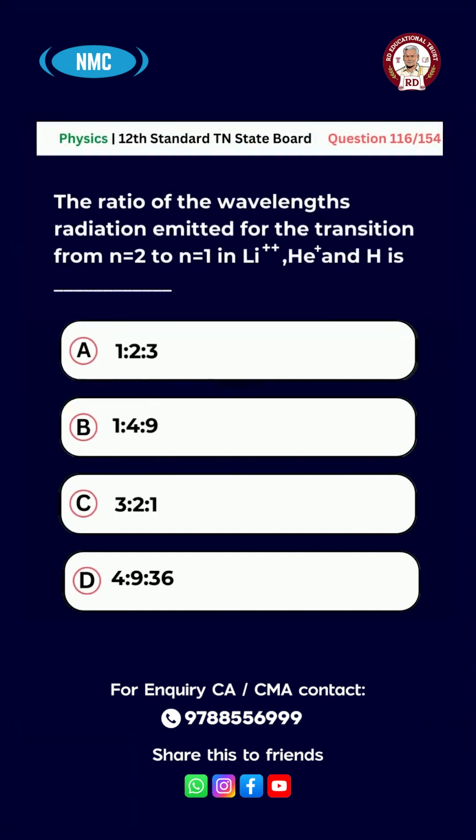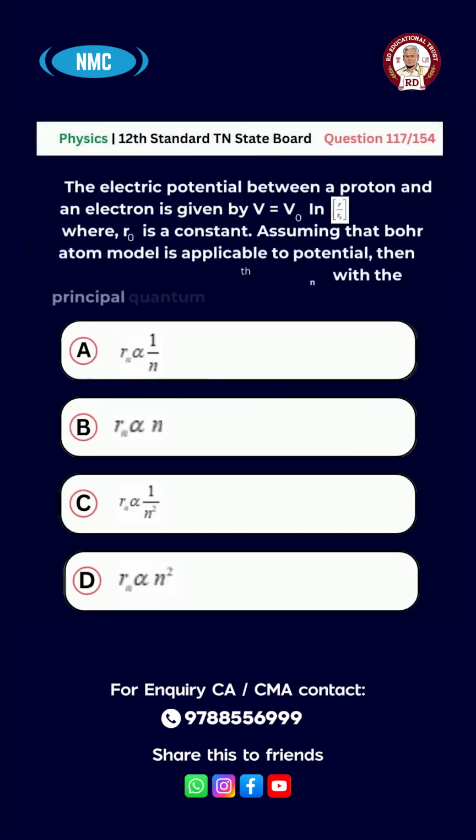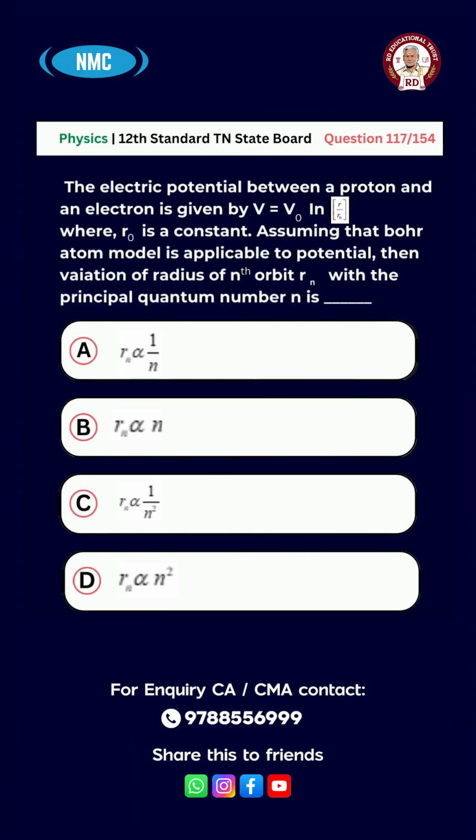Question number 116. The ratio of the wavelength of radiation emitted for the transition from n equal to 2 to n equal to 1 in Li++, He+, and H is option A 1:2:3, B 1:4:9, C 3:2:1, D 4:9:36. The right answer is option D 4:9:36.